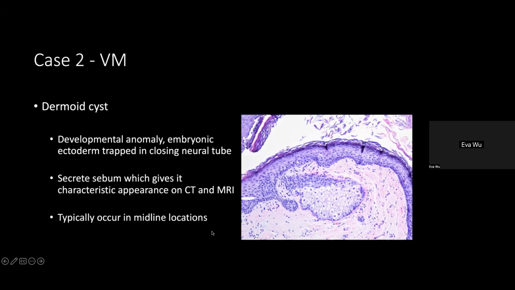And so a dermoid cyst is pretty much a developmental anomaly. Embryonic ectoderm is trapped in the neural tube, which is closing, and so they secrete sebum, which is what gives it the bright T1 appearance on MRI and then hypodense on CT. And so usually it occurs in midline locations.